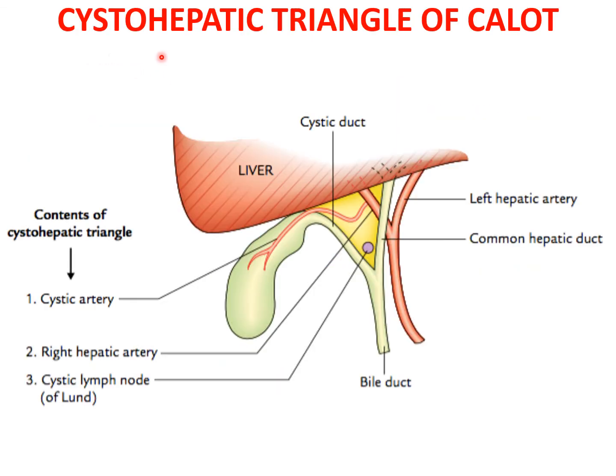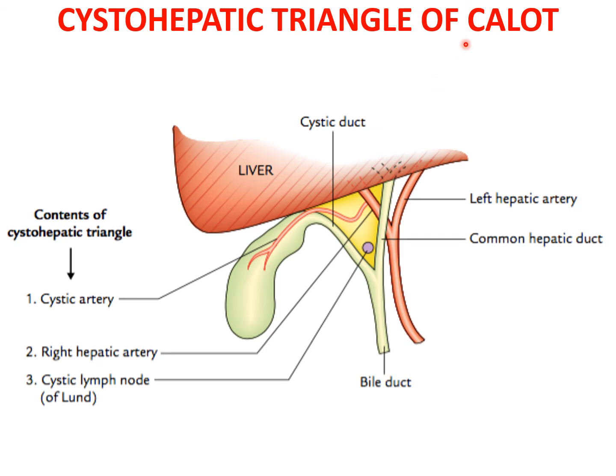A word about the cystohepatic triangle of Calot. This cystohepatic triangle of Calot is bounded on the right side by the cystic duct, on the left side by the common hepatic duct, and above by the visceral surface of the liver. Its apex faces downward between the cystic and the common hepatic duct.